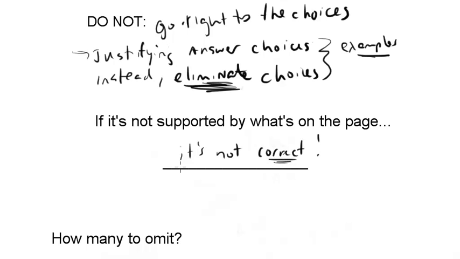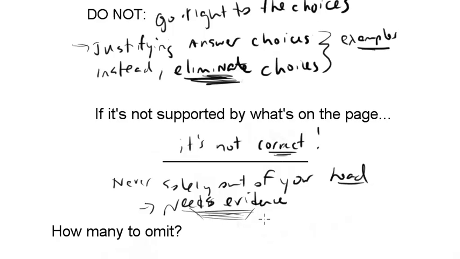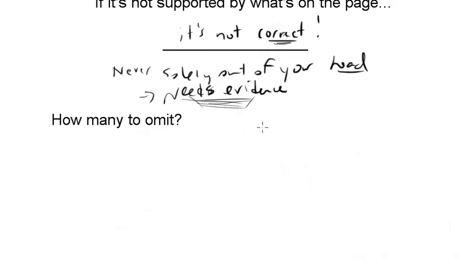It's never going to be something solely out of your head. So it's going to need evidence from the page. If it didn't, then ETS or College Board could get into a lot of arguments with people who would say, well, why is this the answer? Well, ETS and College Board can now point to a particular question and say, well, the reason why this is the answer is that it says this on this part of the page.